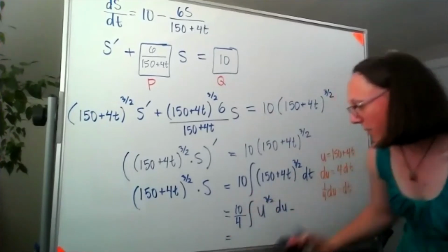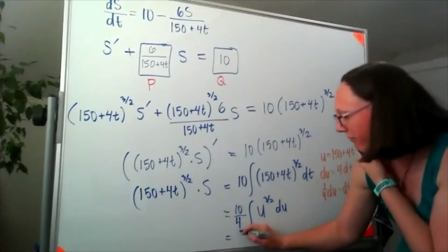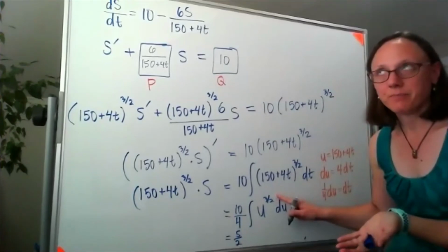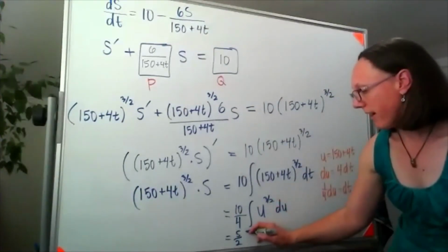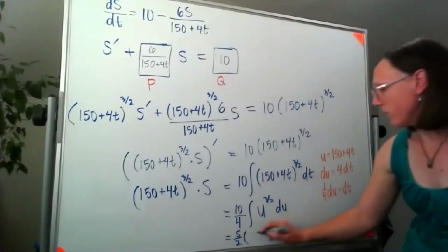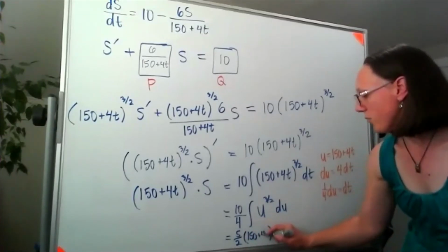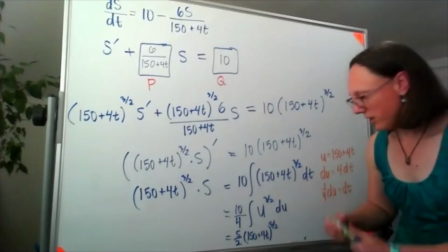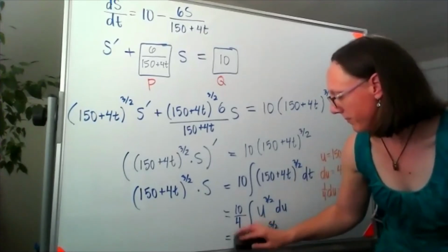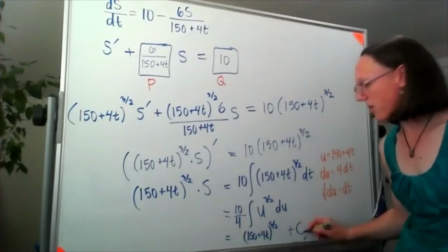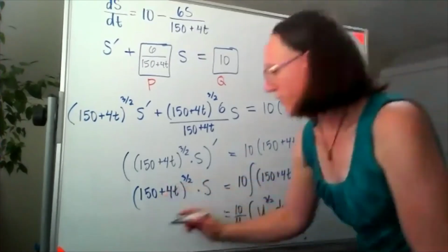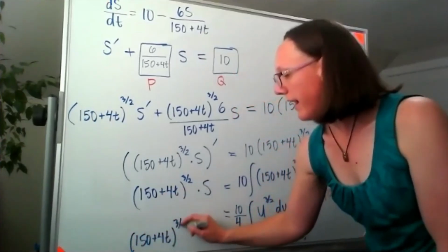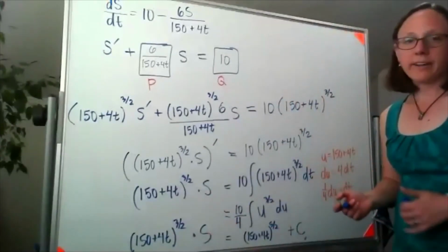10/4 is the same as 5 halves. So I've got 5 halves. When I add 1 to the exponent, that's going to be an exponent of 5 halves. So I'll have u to the 5 halves, and u was 150 plus 4t. And then I would divide by 5 halves, which means it's gone. Plus a constant. Now, we still have on this side the 150 plus 4t to the 3 halves times s, and we'd want to get the s by itself.